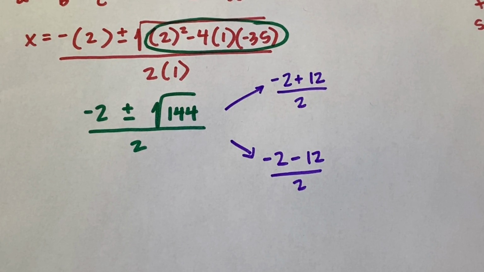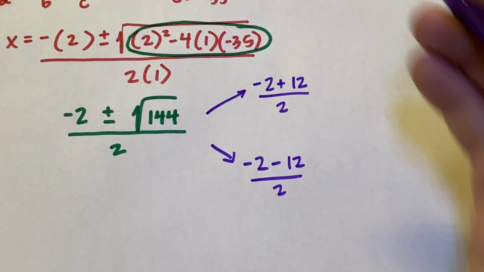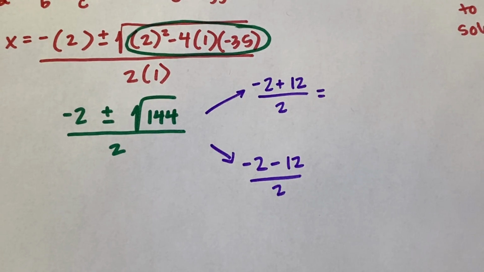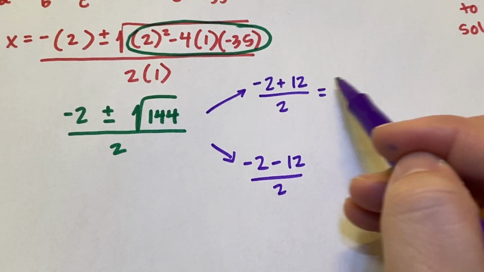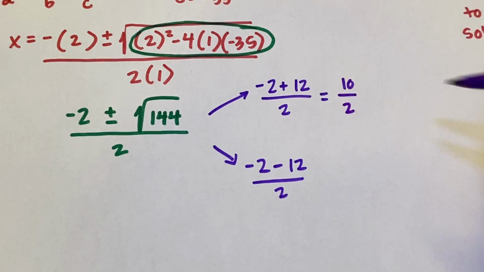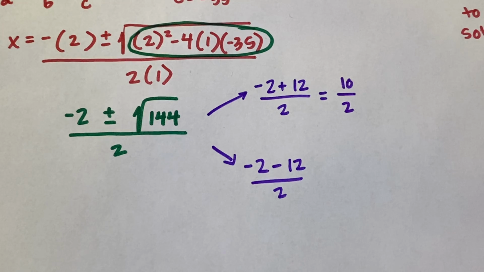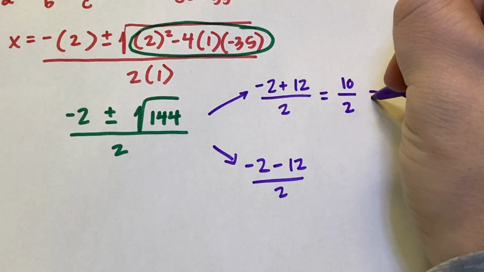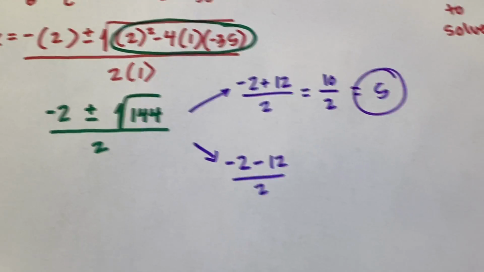Okay, so let's figure out what these guys are. That's not too bad. Calculator does this pretty easily. What's negative 2 plus 12? What's going to go on top? Positive 10. What's 10 divided by 2? 5. Ooh, there we go. First answer is 5.